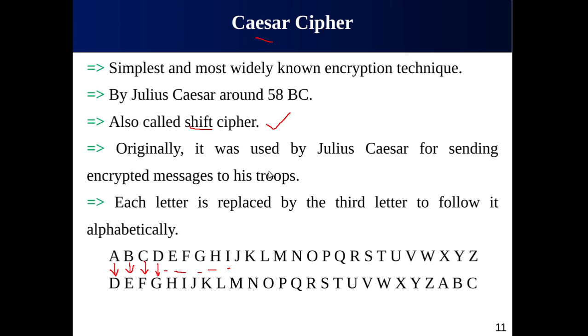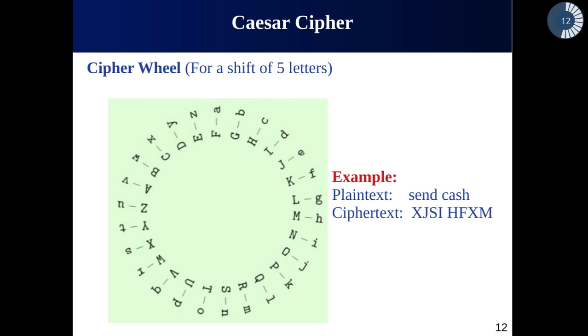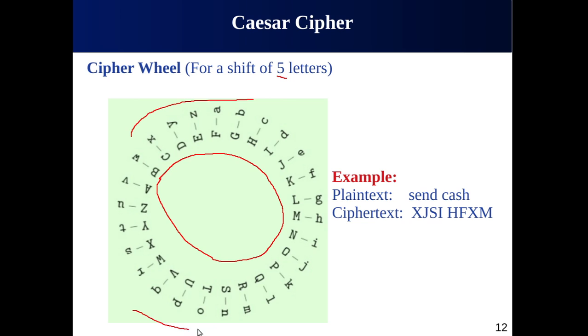To facilitate the Caesar cipher encryption, we actually use something which is known as a cipher wheel. Okay, here in this example, we have used a key of 5. So you can see outside the circle we have the plain text, and inside the circle we have the ciphertext letters.